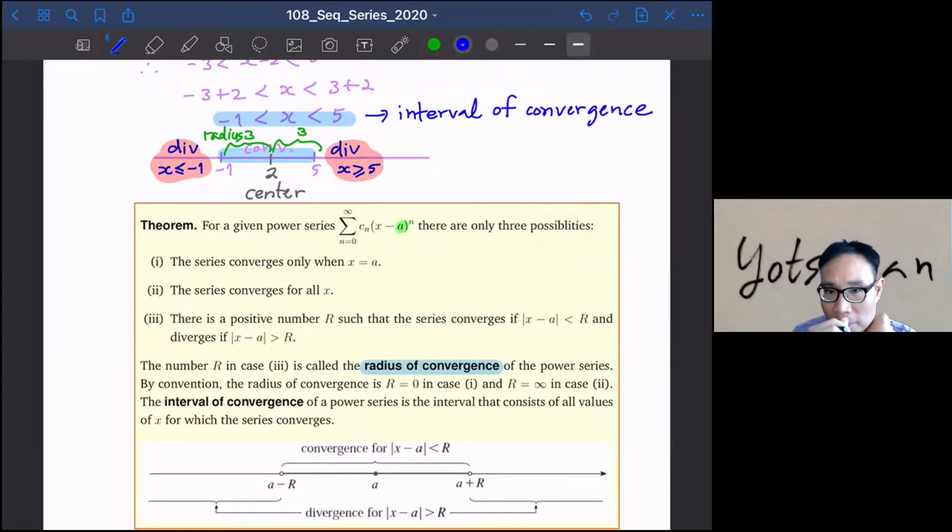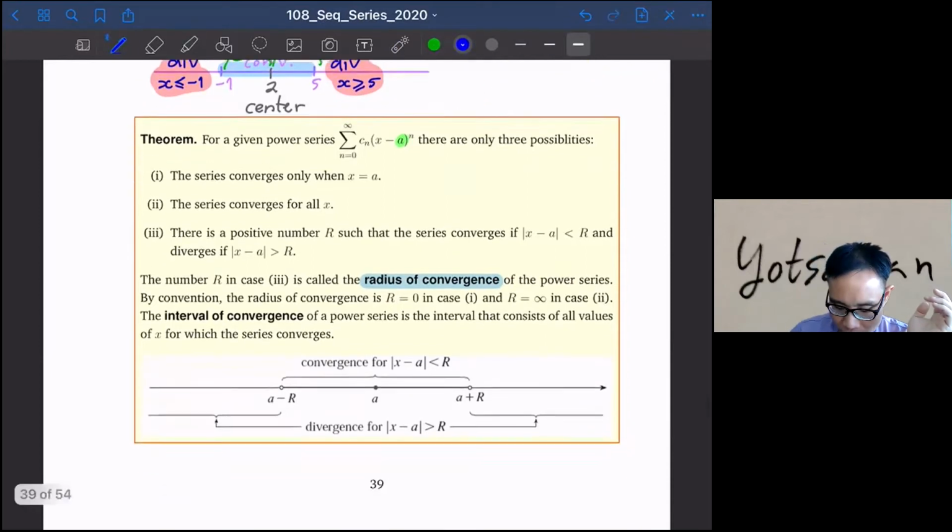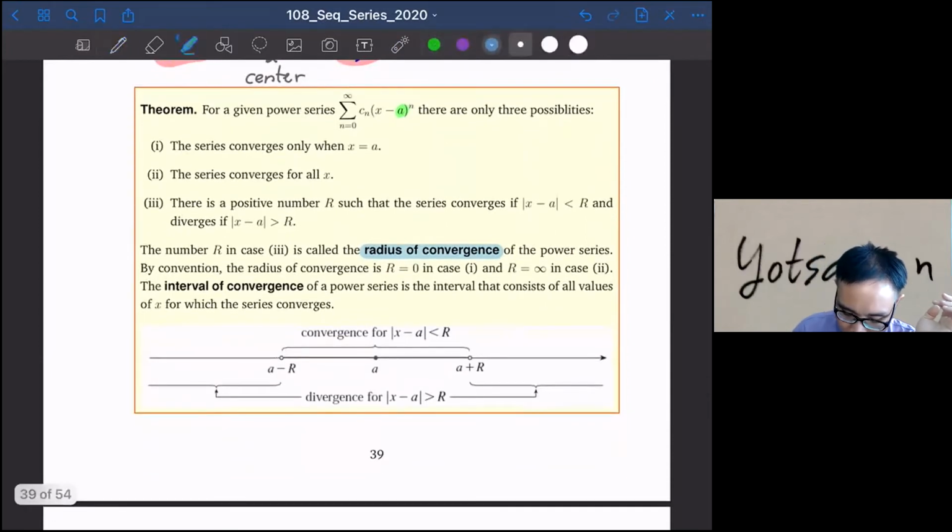So this interval is called the interval of convergence, and it's going to be convergence inside this interval, and it's going to be divergence outside this interval. So you see the picture here. The picture here is going to be convergence, and it's going to be divergence outside this interval, and you have the thing called the interval of convergence.